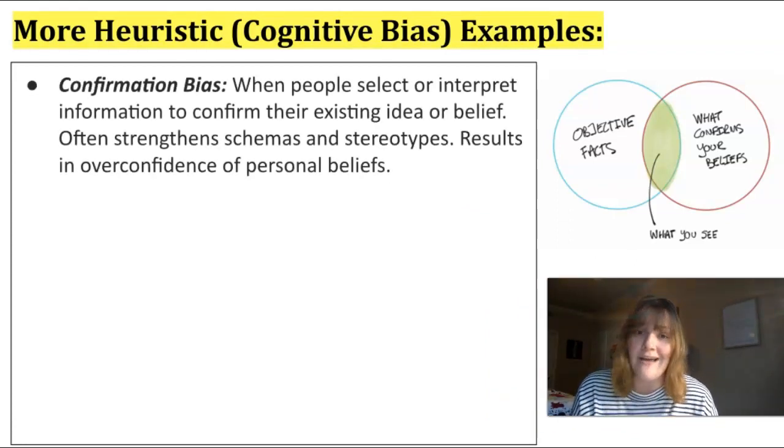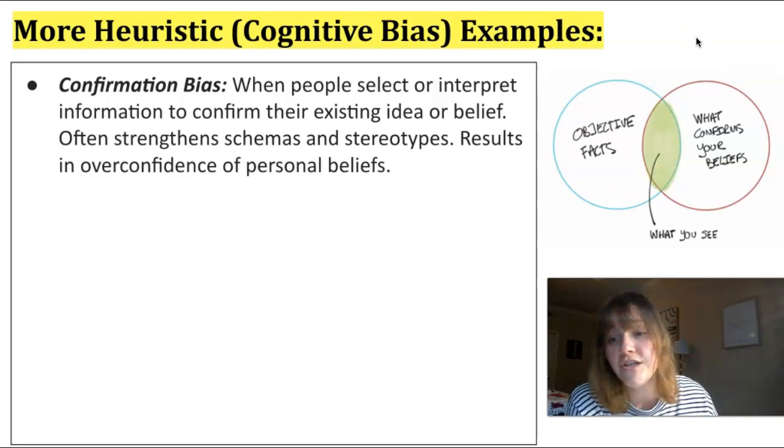First, confirmation bias. That's the one that we talked about with our meme at the beginning of class. Confirmation bias is when people select or interpret information to confirm their existing idea or belief. Confirmation bias often leads to the strengthening of schemas and stereotypes, and it also results in overconfidence of personal beliefs.